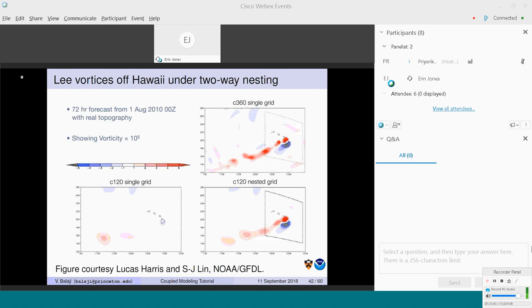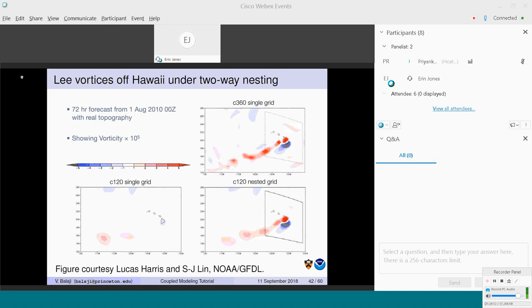If you reduce the resolution to C120, which is like 150 kilometers, then these trees don't exist at all. You don't get any of them. You basically don't even see that Hawaii exists. So let's say you can't afford to run this model globally, but you want to have the Lee vortices. What you do is you put in this nested area just over Hawaii. And now this is C120 for the global model, and then C360 just over this area.